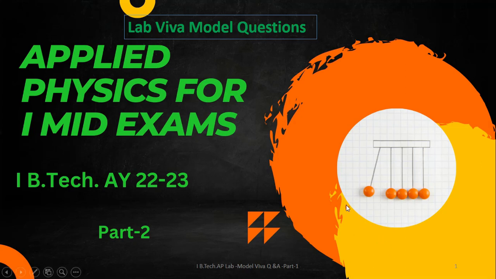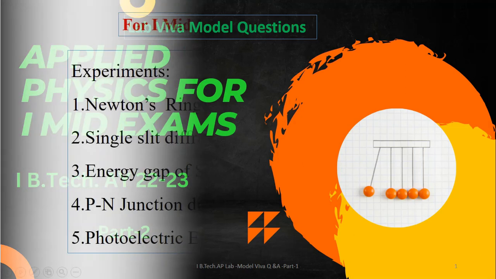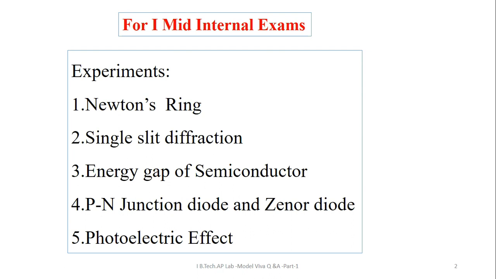As in the series part 2, we are going to see lab viva model questions, which will carry 10 marks weightage. Here I am presenting a few model questions generally asked in the lab exams. For the first mid internal exams, we have four experiments: Newton rings, single slit diffraction, energy gap. For the fourth experiment, a few batches did the photoelectric effect and the other batches did a PN junction diode and a Zener diode. So here we are going to see model viva questions for the five experiments.